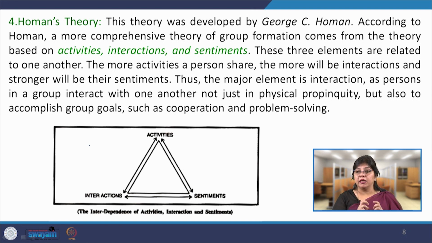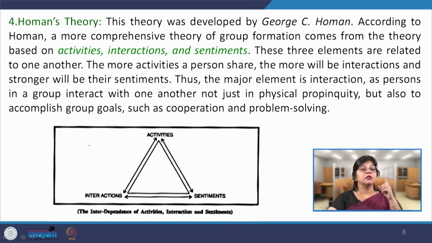So, the major reason why people join a group is interaction, and the stronger the interaction, the better, as persons in a group interact with one another, not only based on propinquity but also to accomplish group goals such as cooperation and problem solving. Even any conflict that arises in a group requires some effort in the form of activity, such as conflict resolution or any new policy or resolution that has to be implemented within the group, so that the interaction is maintained. So, even resolving conflict or gaining cooperation from the other members requires activities.